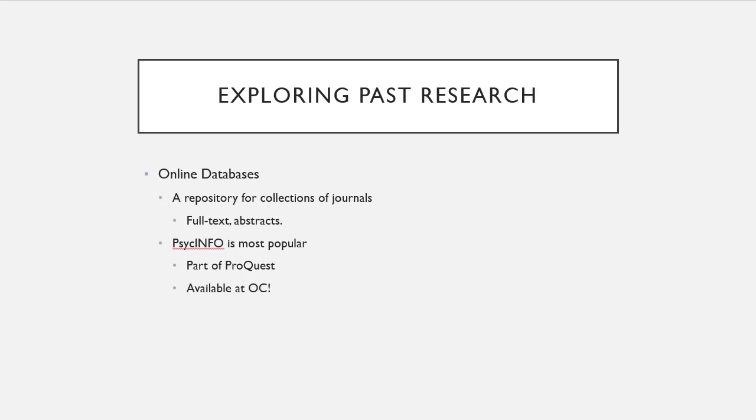Speaking of online databases, an online database is kind of like a library just for journals. You can walk into the library at Olivet College and see books and things like that. You can think of the library as a database for all that information. Well, a database for journals is something like PsycInfo, which is part of ProQuest.